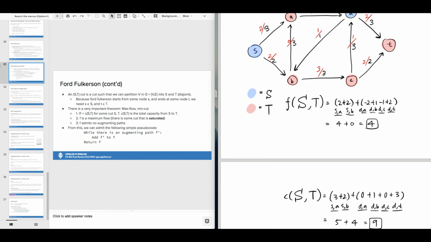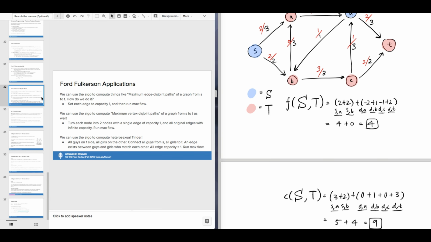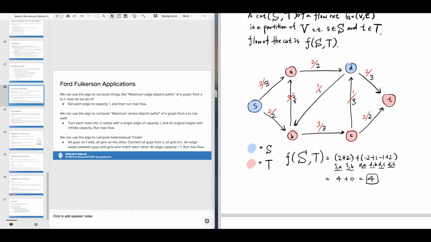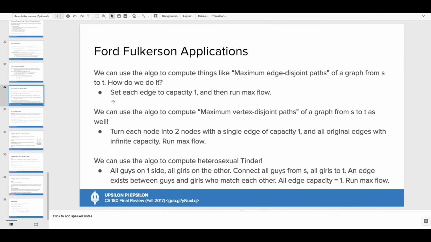Now, there are other applications of Ford-Fulkerson other than max flow. Before spoiling it, do not look on the left side. We can use the algorithm to compute things like the maximum edge disjoint paths of a graph from S to T. How would we go about it? Well, we can set the edge capacities to 1, and then we can run max flow.